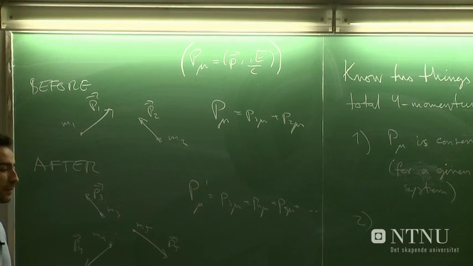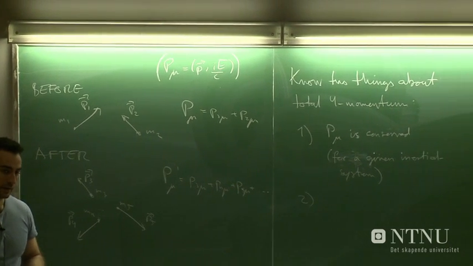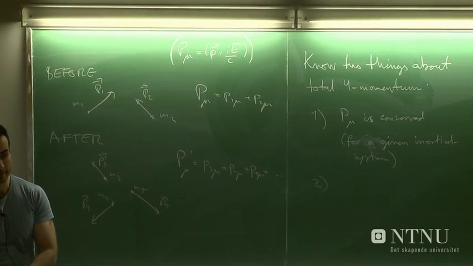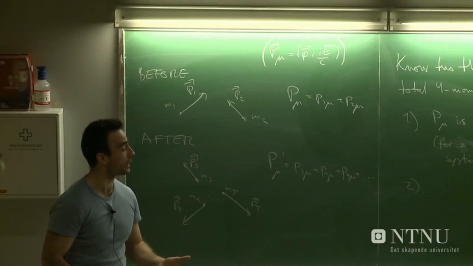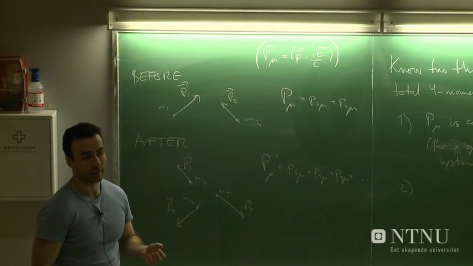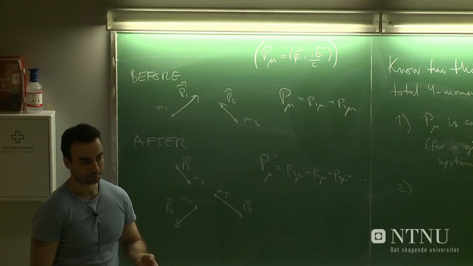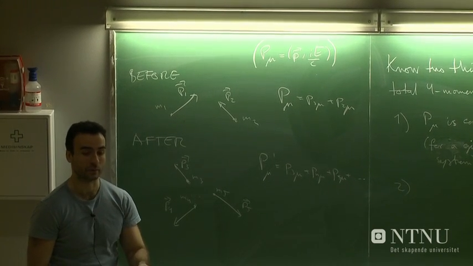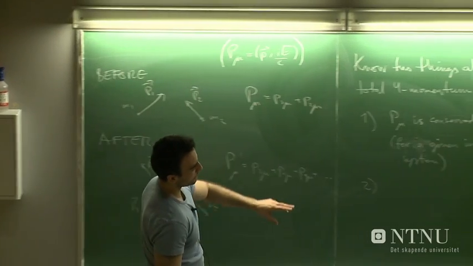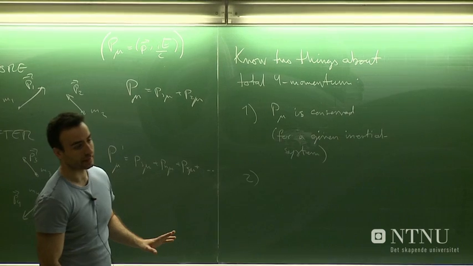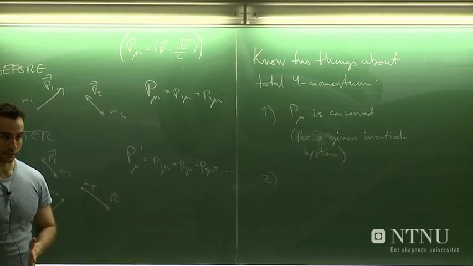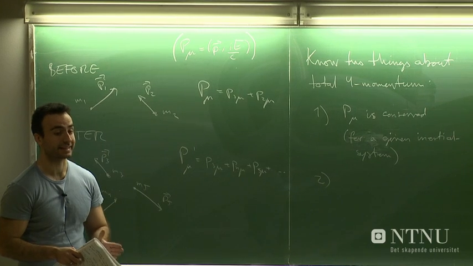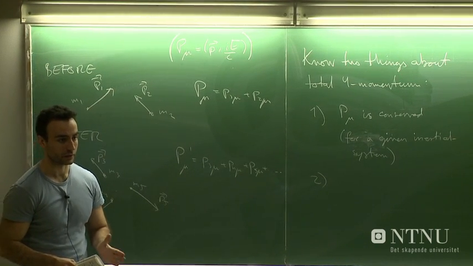So for instance, in the center of mass system, the total momentum is 0, and hence we have some energy. But in another system, we may have a finite momentum, for instance in the lab system. And in that case, the energy will be different. So when I say P mu is conserved, that doesn't mean that P mu is the same in all inertial systems. It means that it's conserved in time for a given inertial system.